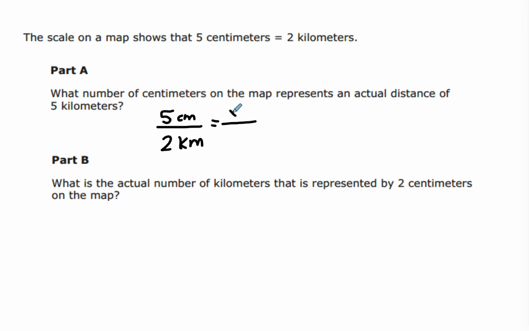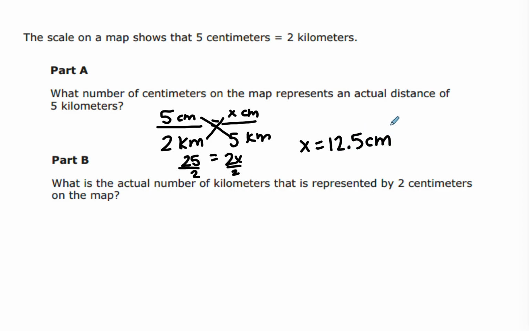Now I want to know how many centimeters for 5 kilometers. When you're setting up proportions, you need to have the labels line up. So I put centimeters on the top and I put kilometers on the bottom. I like to look for multiplication patterns, easy ones, side to side, up and down. I don't see an easy pattern here, so I'm going to do cross products. 5 times 5 is 25. 2 times x is 2x. Then I divide both sides by 2. 25 divided by 2 is 12.5. So x equals 12.5 centimeters.